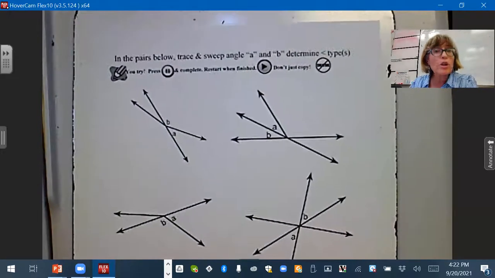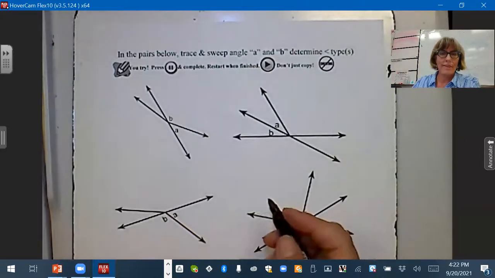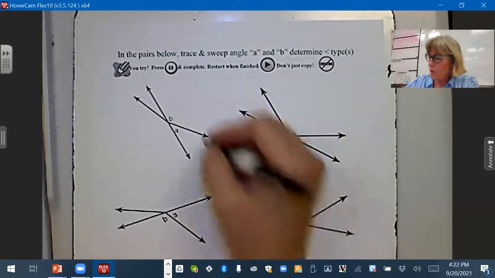This page you're going to do on your own. Zoom through, mark it with the same vocabulary words, and then restart the video. Pause. Okay, welcome back. Let's see how you did here.